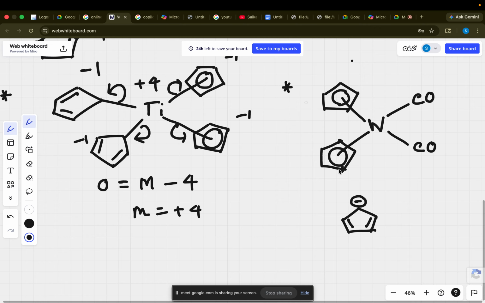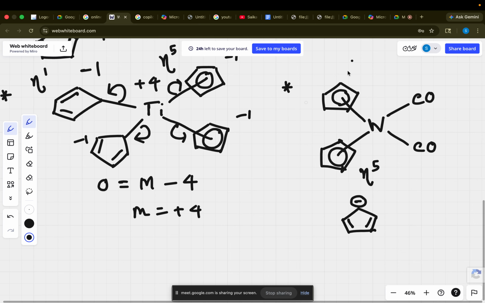And what is the meaning of this circle? That means all the atoms are donating electrons to the metal center, so it will be eta 5. Here, if you see, only one carbon center is attaching with your metal center, so it will be eta 1. Here if I draw a circle, that means eta 5. All the carbon atoms are attaching to the metal center.